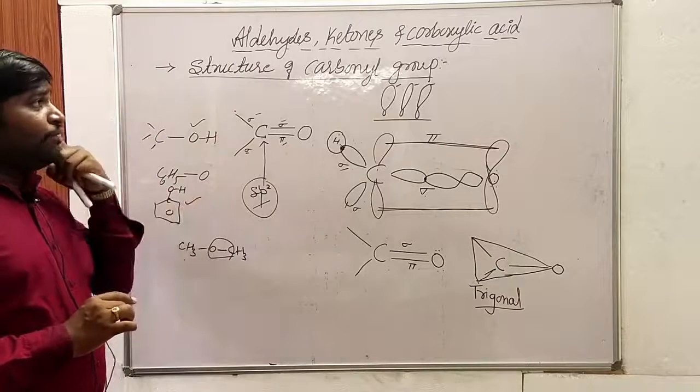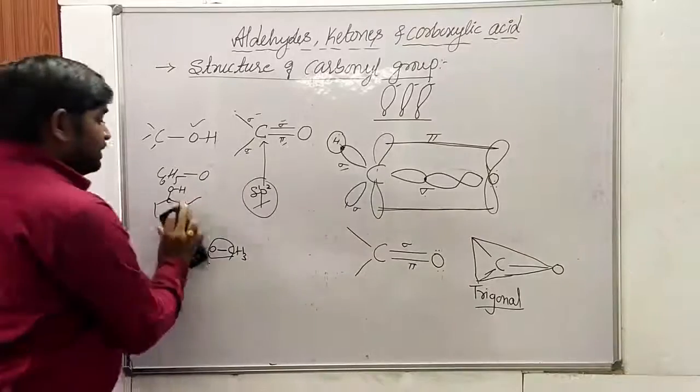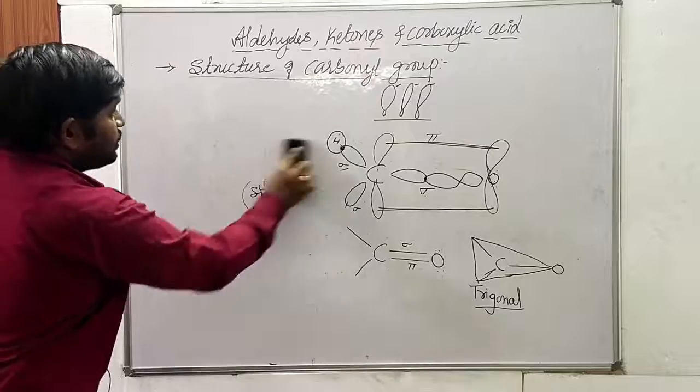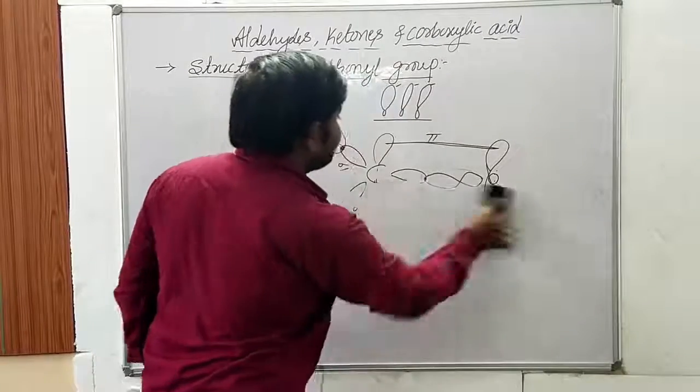Okay, now let us go for the nomenclature of aldehydes and ketones. After the discussion of aldehydes and ketones, let us go for the carboxylic acids.